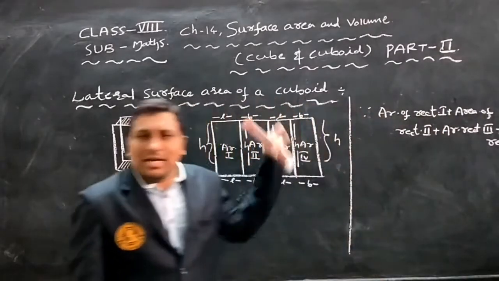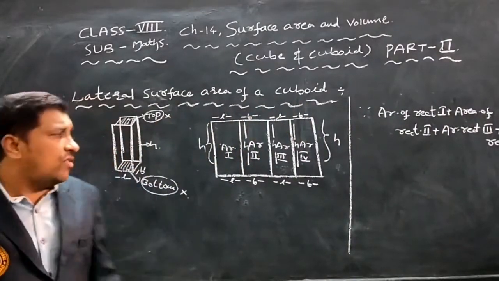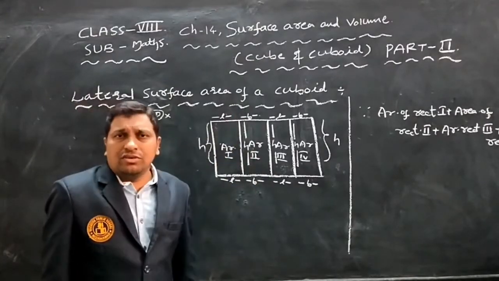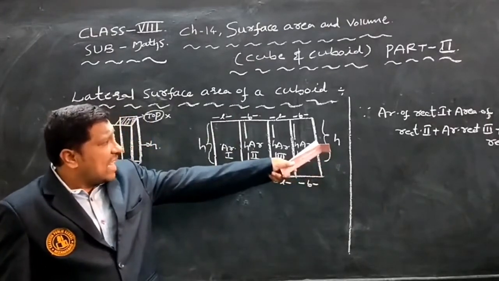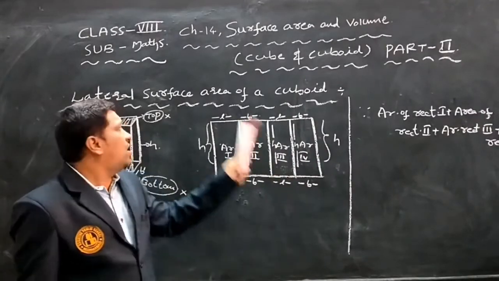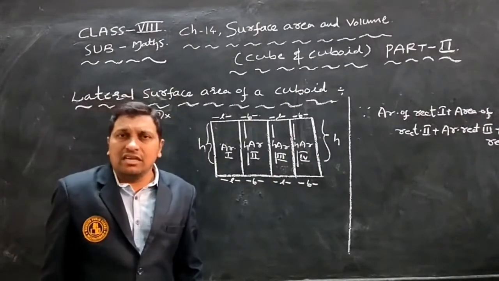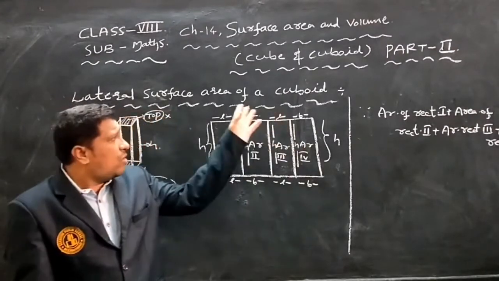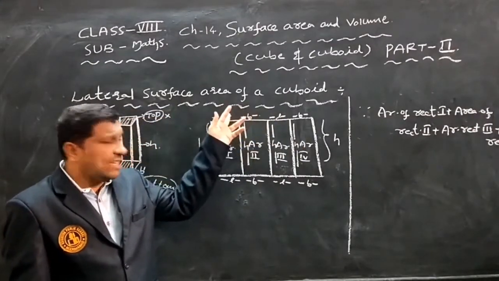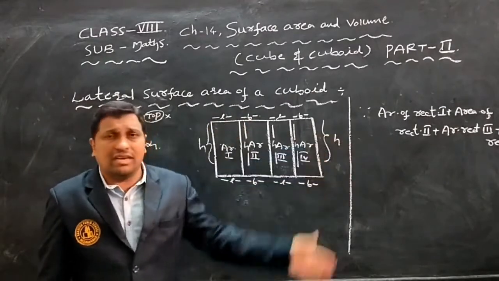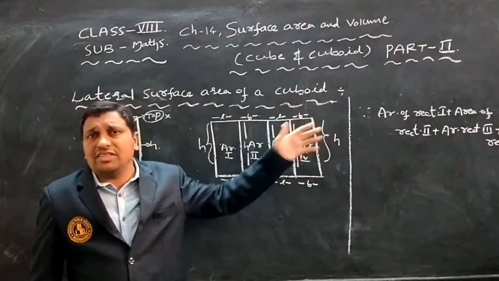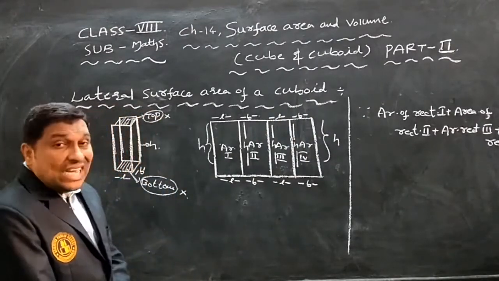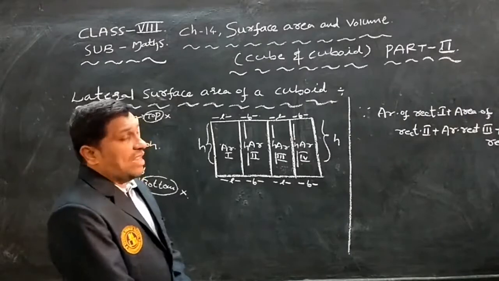What about the top and bottom? In the previous class we calculated the top and bottom also. But here we do not calculate top and bottom. Why? Because this is a lateral surface area. If we have to calculate the total surface area, we have to add two more things, that is the top and bottom. That is the total surface area of a cuboid. But this one is the lateral surface area, so we need not add the top as well as the bottom.